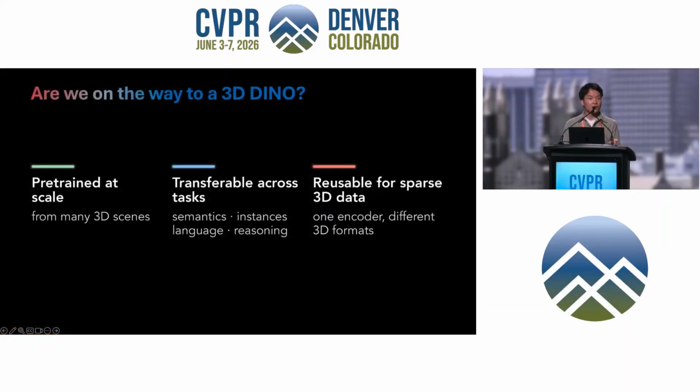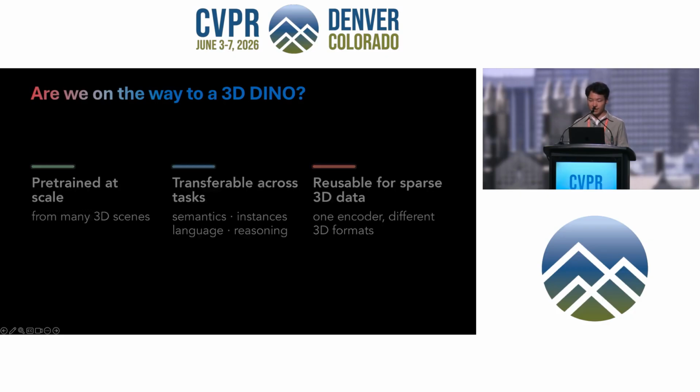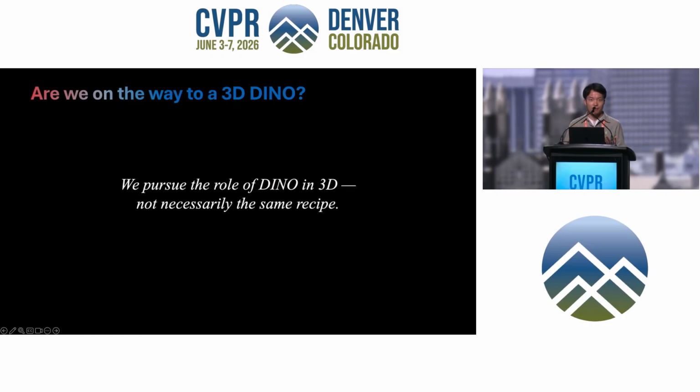For 3D, many of us want a similar backbone as the DINO model for 2D, that is pre-trained from a large scale of 3D scenes, transferable across different tasks, and reusable for different 3D data formats. Here, we take one step back and think, instead of relying on 3D self-supervision alone, is there a different route we can explore for scalable 3D pre-training?